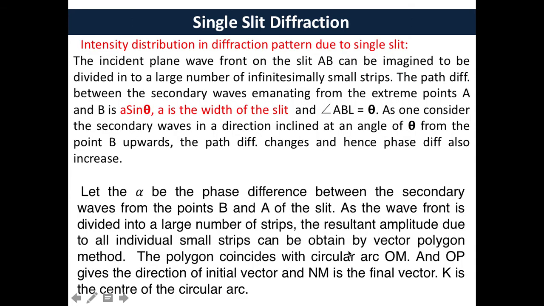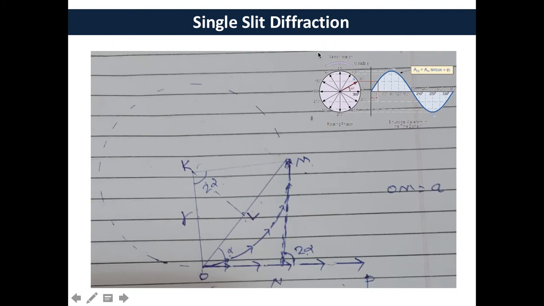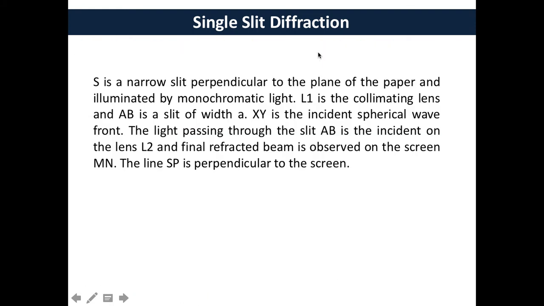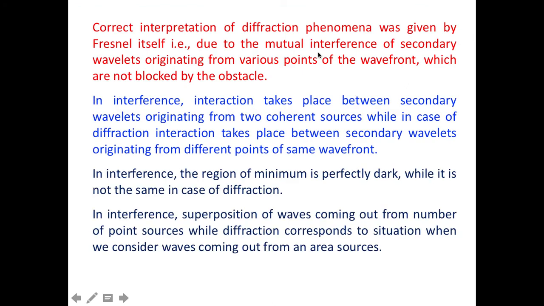Before I explained that, our topic is intensity distribution and diffraction pattern due to single slit. So here we will find out the resultant amplitude, condition for the central maximum, condition for the secondary maximum, condition for the secondary minimum. Again we require that figure 1. This is figure 1.